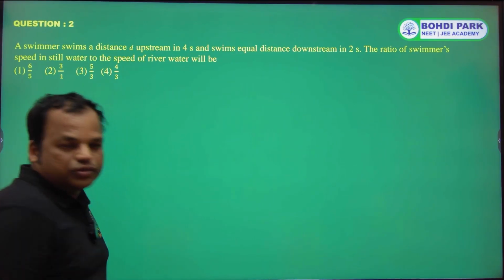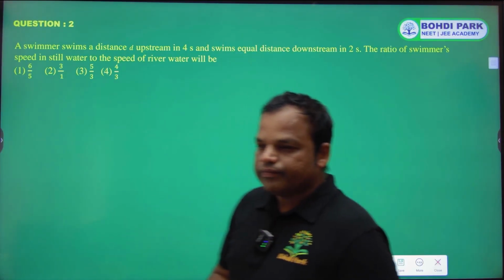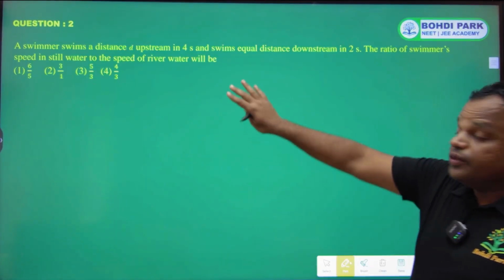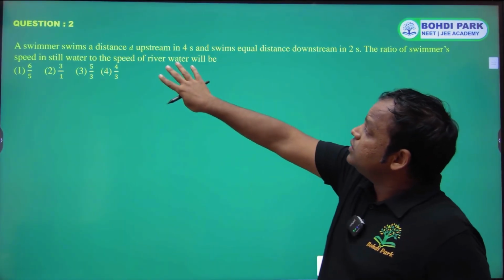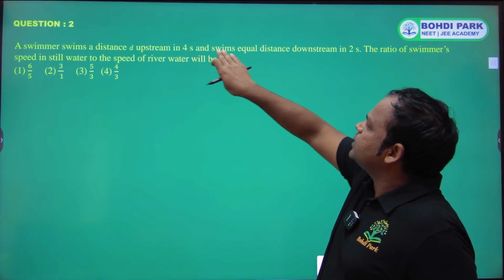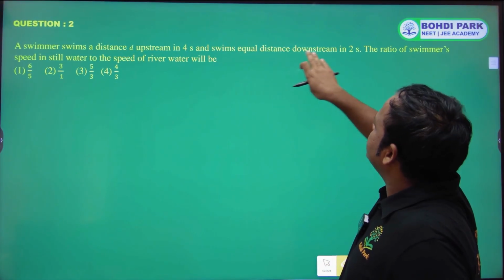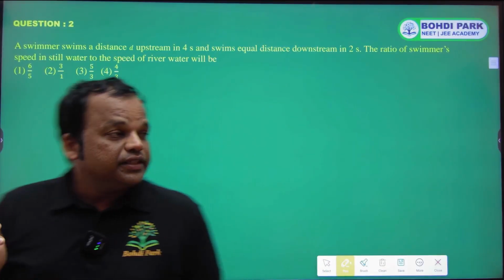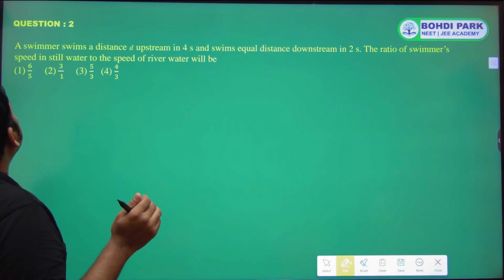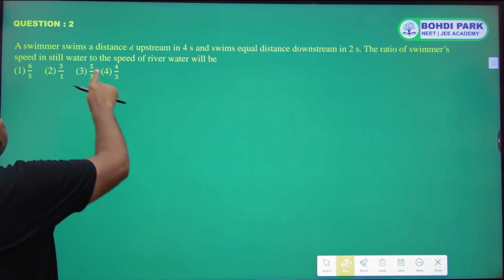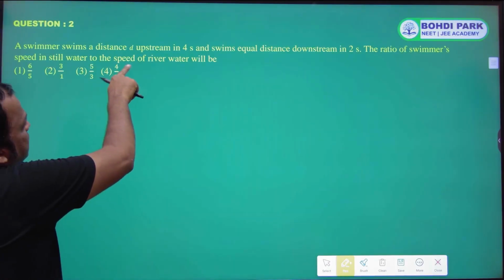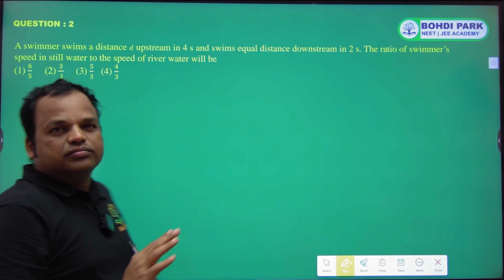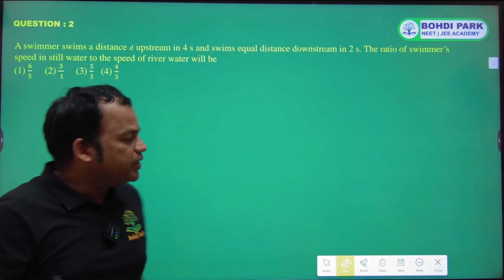Now look at this question number 2. A swimmer swims a distance d upstream in 4 seconds and swims equal distance downstream in 2 seconds. What is the ratio of speed of swimmer in still water to that of speed of river water? Okay, so that we have to find the ratio.